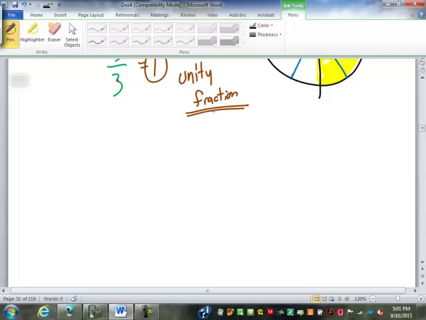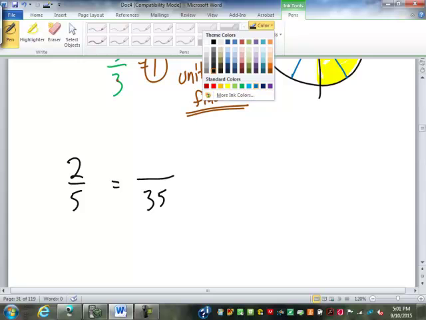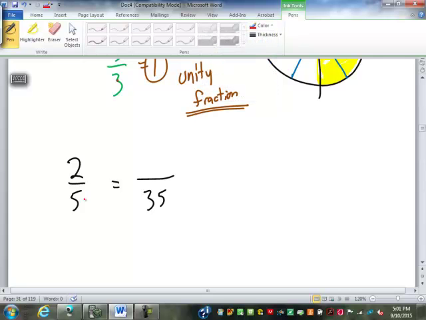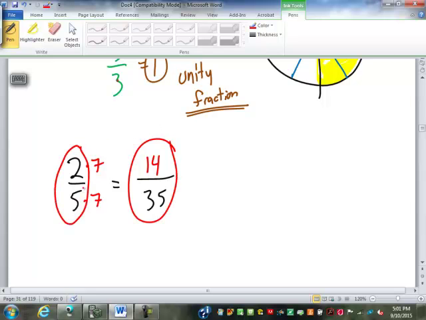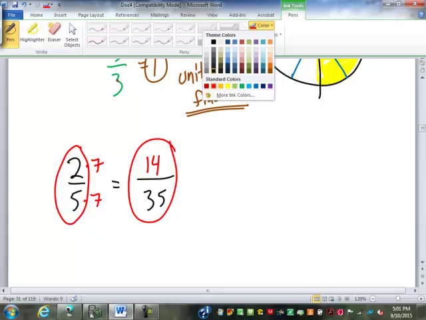So the first thing that we need to determine whenever we're doing this is what name we want to change it to. So let's say we have 2/5 and I want to change it to 35ths. The second thing we need to determine is what we have to multiply the 5 by to turn it into 35. And in this case, it would be 7. 5 times 7 is 35. So now we do 2 times 7 to get 14. Again, 14/35 has exactly the same value as 2/5.